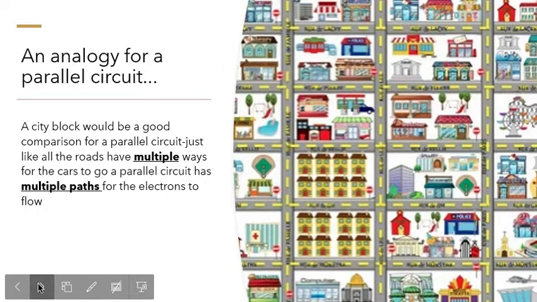An analogy for a parallel circuit is a city block. Just like there are multiple ways for the vehicles to go in this block, as opposed to the racetrack analogy for the series circuit, there are multiple ways for the cars to go. In a parallel circuit, there are multiple ways for electrons to flow.